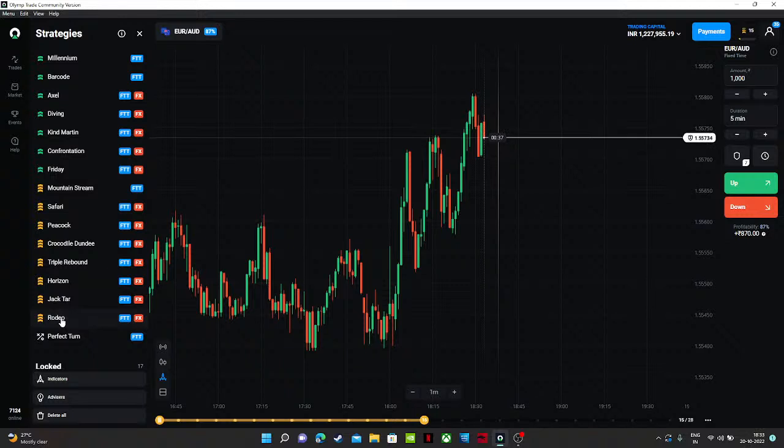However, if you have not achieved the expert status yet, I will show you the manual settings which you can apply onto the chart in order to get the rodeo strategy. So you will click on rodeo.